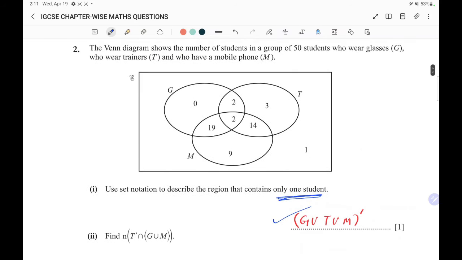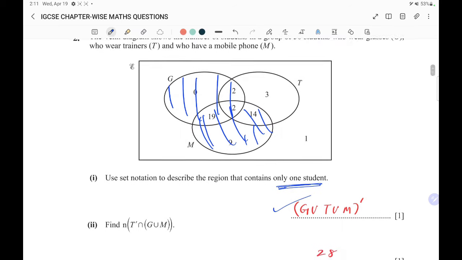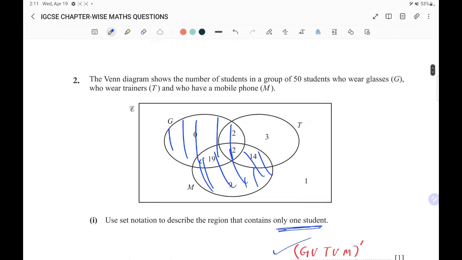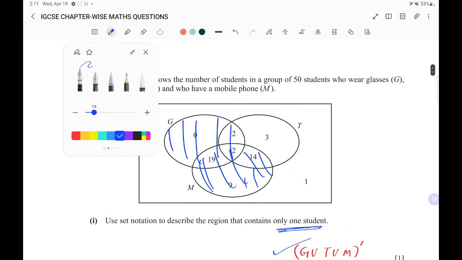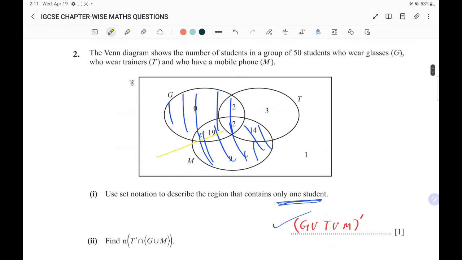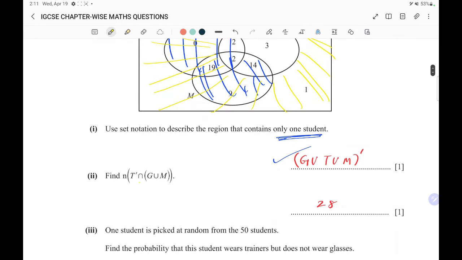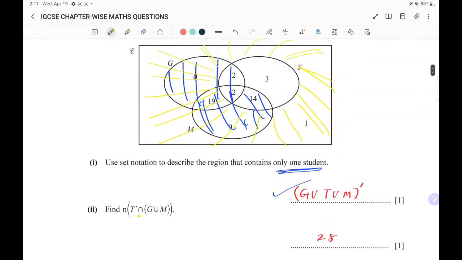Okay, now next is find T complement intersection G union M. So where is G and M? This is your G and this is your M. So G union M is this. Now T complement is this, so outside of T.